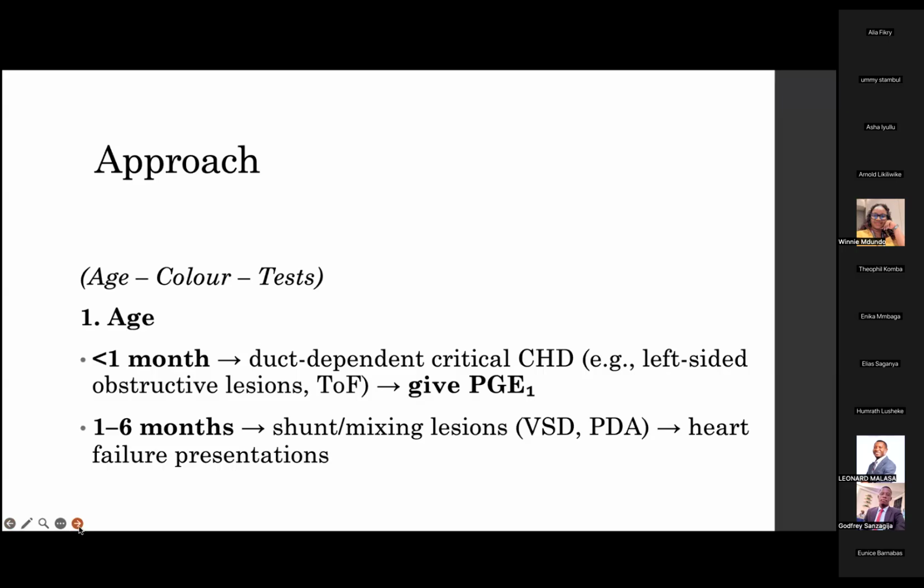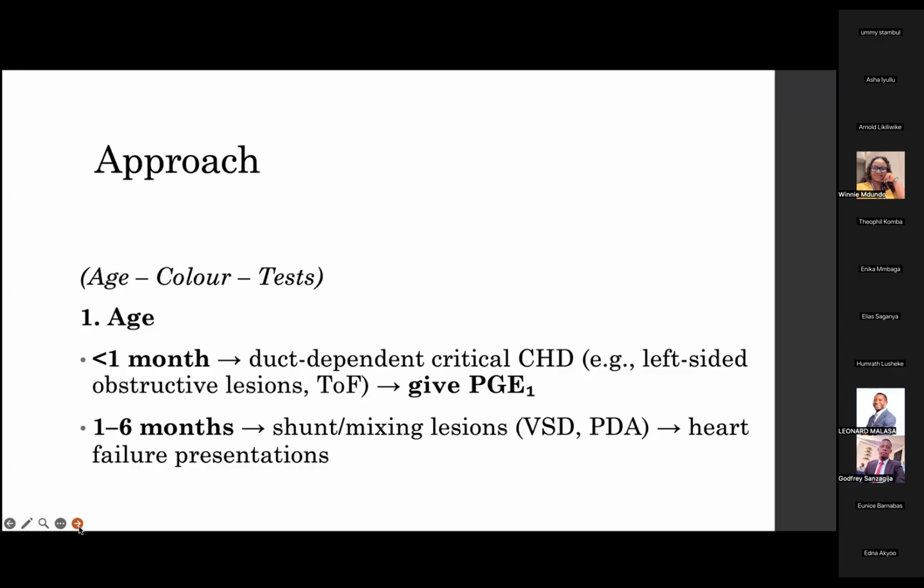Different ages will also give you a clue. So less than a month is when the ductal dependent congenital left-sided lesions and tetralogy of Fallot tend to show up. And that tends to show up again as the very shocky baby. It can look a lot like sepsis, but it is the severely critically ill neonate or the very hypoxic neonate.